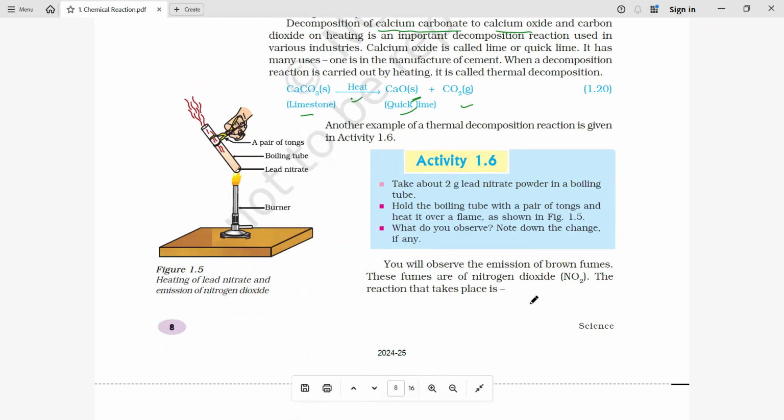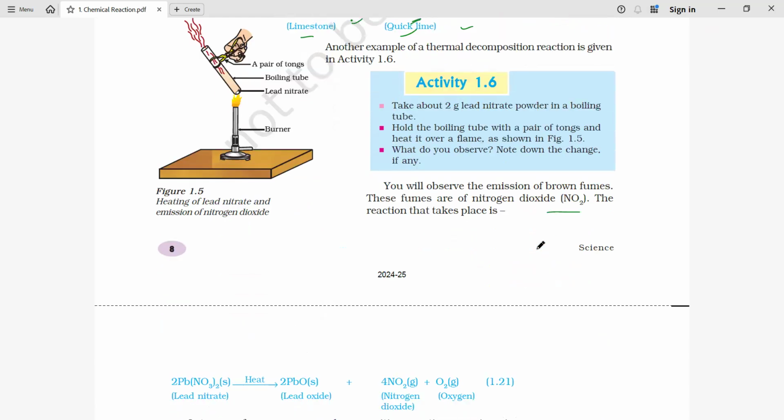Now again you have another activity where lead nitrate is being heated here. When we heat the lead nitrate, we'll have emission of nitrogen dioxide. Lead nitrate is Pb(NO3)2. Once we heat it, it is going to produce nitrogen dioxide. So how is this reaction going to take place?